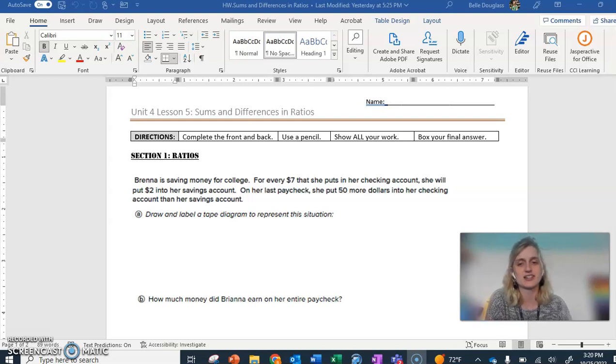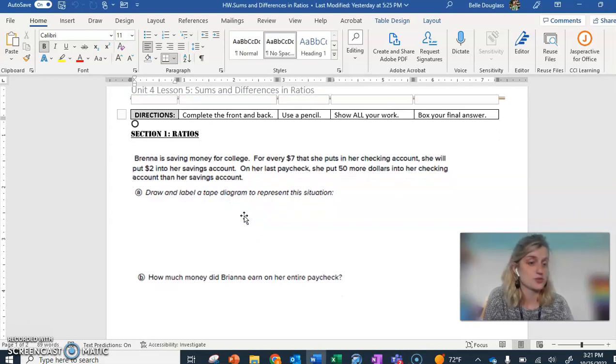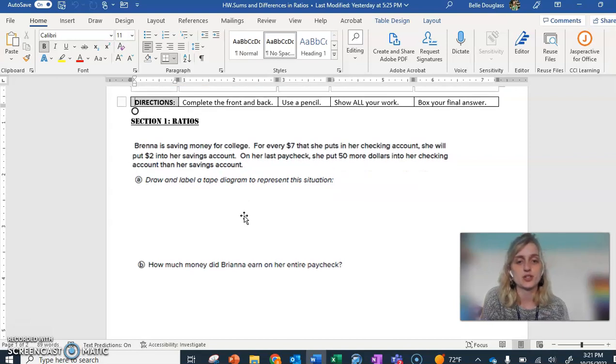Hey mathematicians! All right, last homework before our quiz on ratios. So let's get started. Brenna is saving money for college. Good idea, college is expensive. For every $7 that she puts into her checking account, she will put $2 into her savings account.